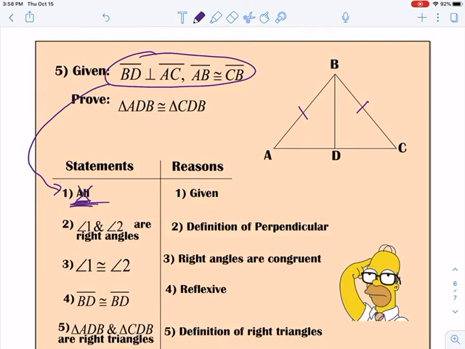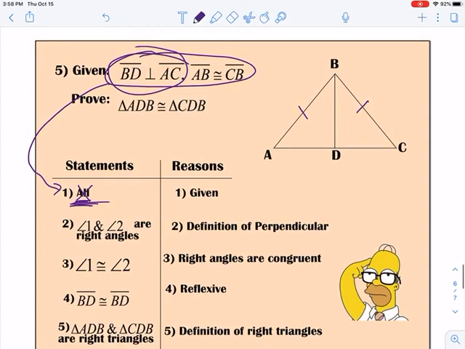And then the next thing that they did in step 2 is they're taking care of the perpendicular lines. So they are going to say that angle 1 and angle 2 are right angles. I'm going to put a 1 and a 2 in the picture because they're not there. Okay, so let's call that a 1 and a 2. So 1 and 2 are right angles. Why is that? Definition of perpendicular lines.